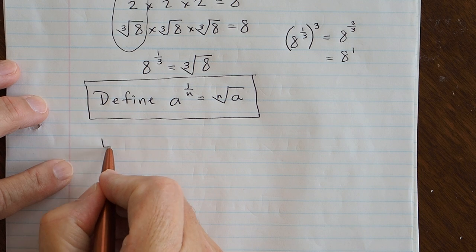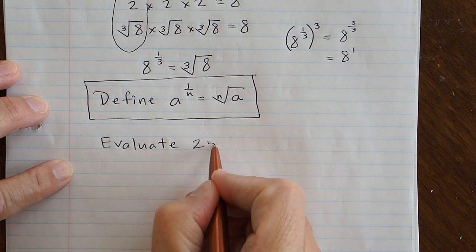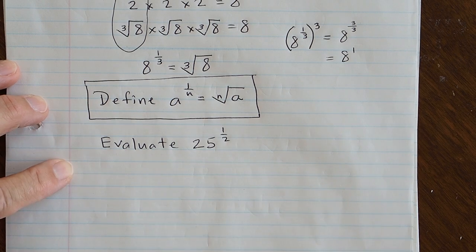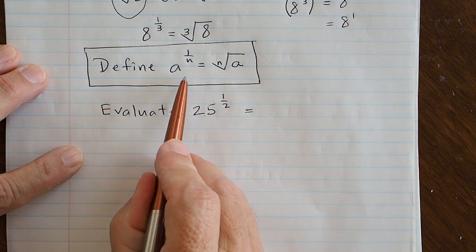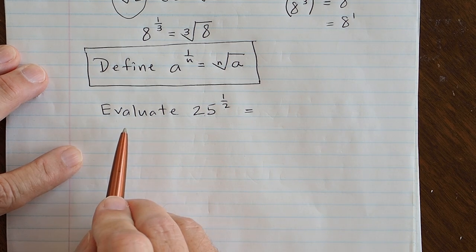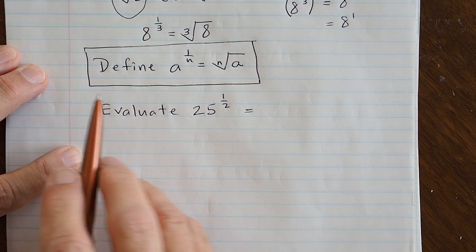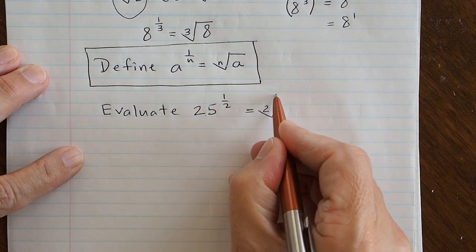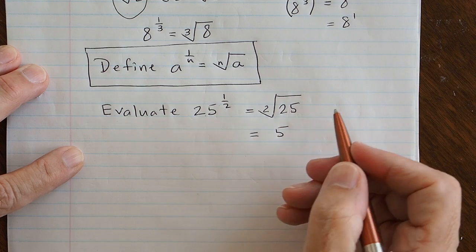Suppose we were asked to evaluate, without a calculator, 25 to the 1/2. Well, what we do is we would view this as the left-hand side of our 6th power rule, where n is 2, and we'd say that will be the square root of 25, which of course is 5.